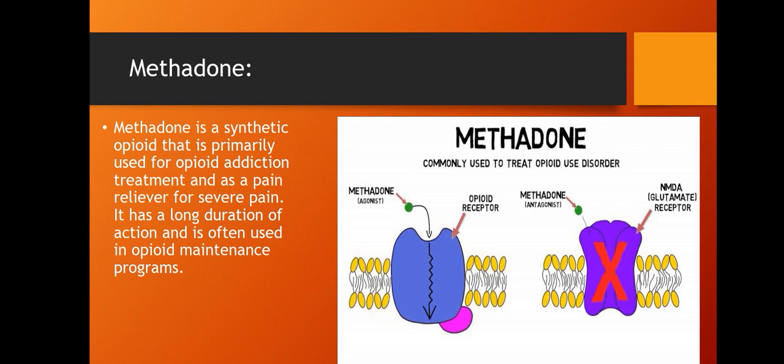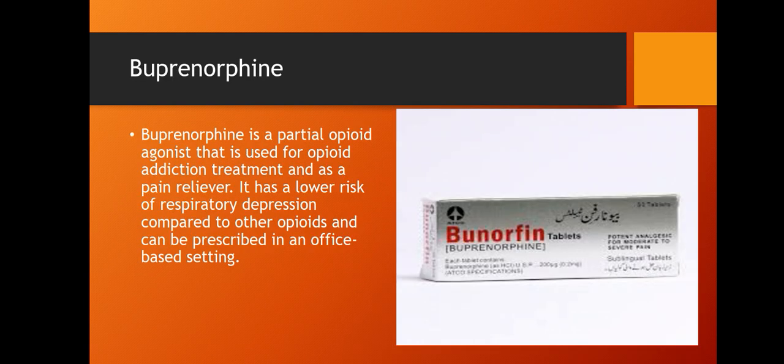And the last is buprenorphine. Buprenorphine is a partial opioid agonist that is used for opioid addiction treatment and as a pain reliever. It has a lower risk of respiratory depression compared to other opioids and can be prescribed in an office-based setting.